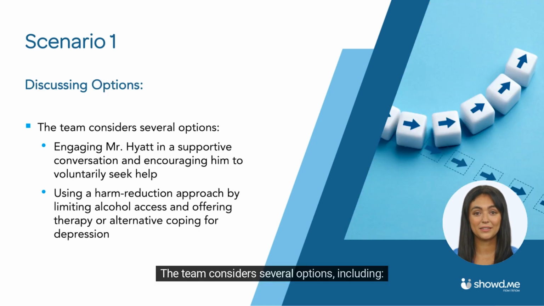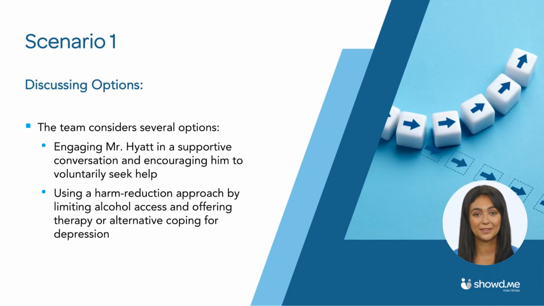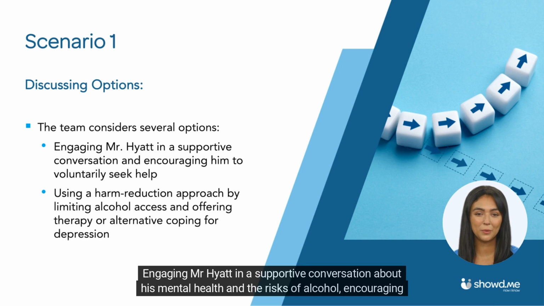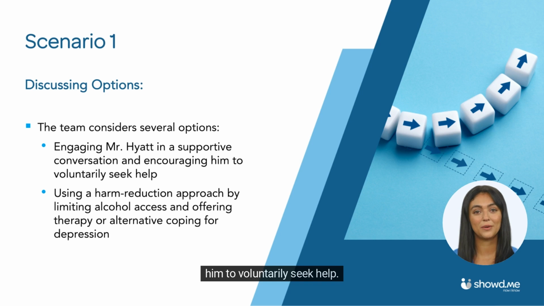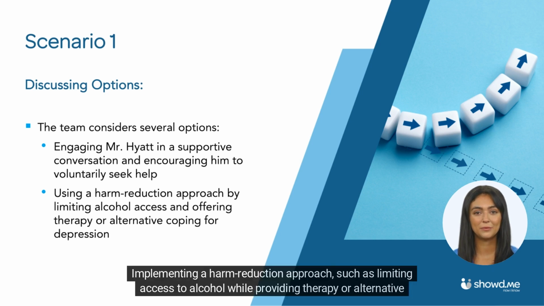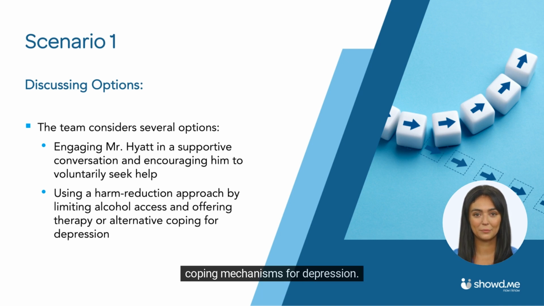The team considers several options, including engaging Mr. Hyatt in a supportive conversation about his mental health and the risks of alcohol, encouraging him to voluntarily seek help. Implementing a harm reduction approach, such as limiting access to alcohol while providing therapy or alternative coping mechanisms for depression.